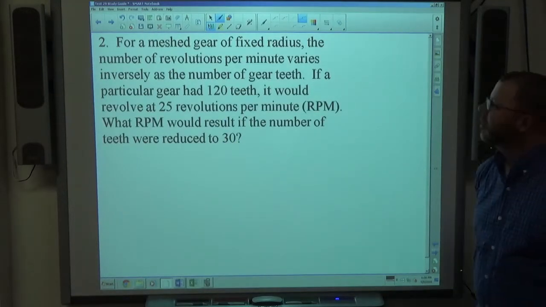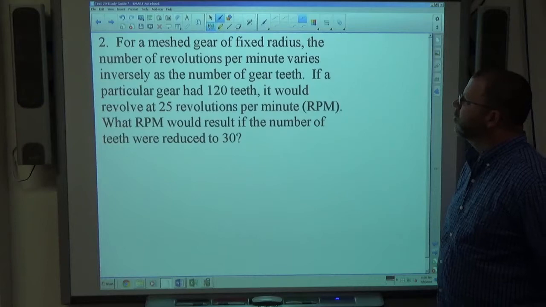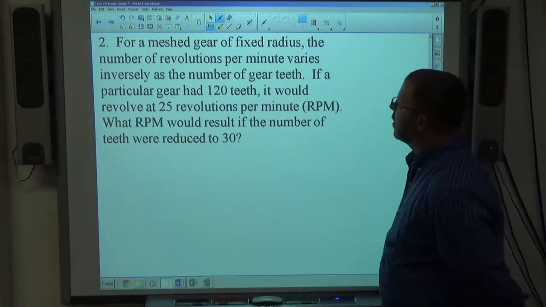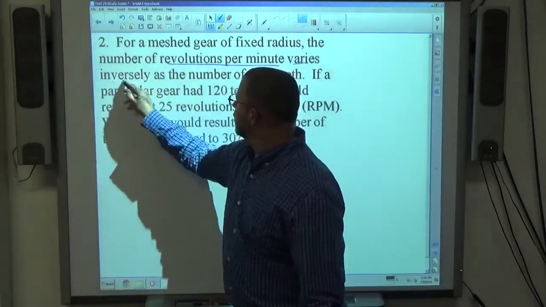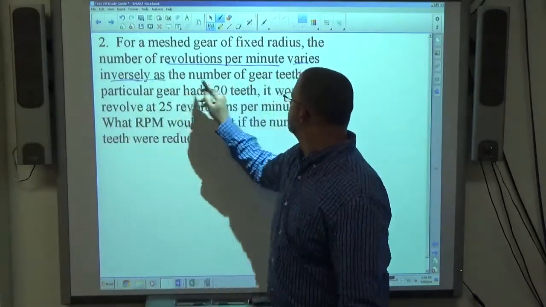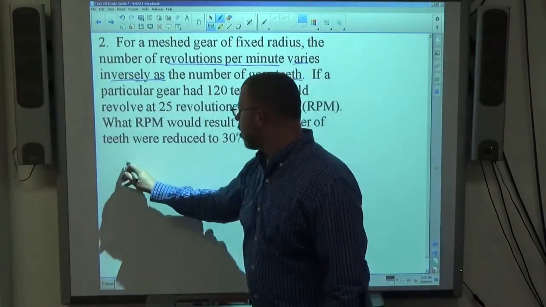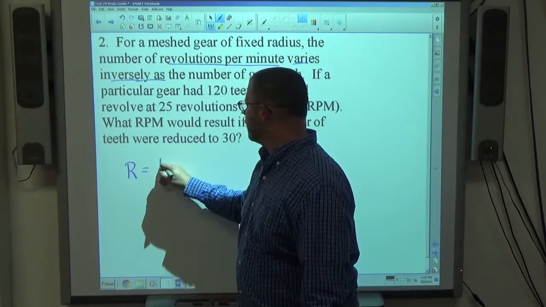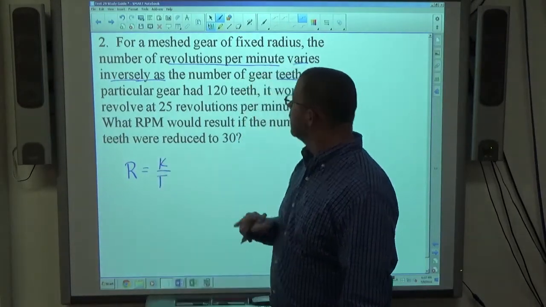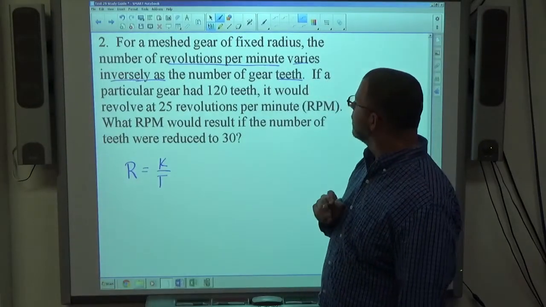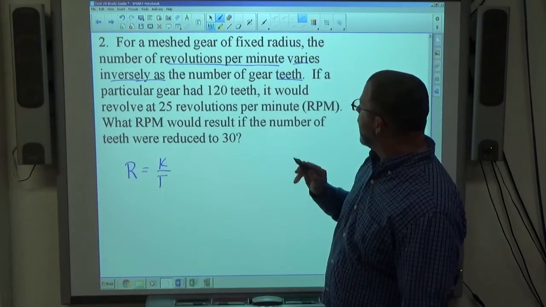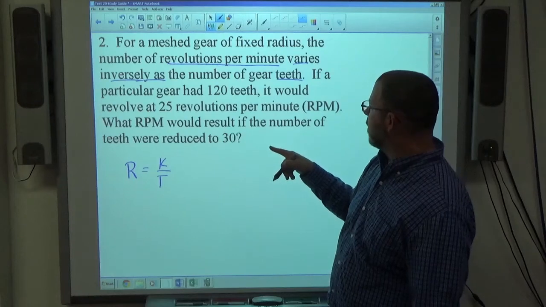Number two, for a meshed gear of fixed radius, the number of revolutions per minute varies inversely as the number of gear teeth. So revolutions per minute varies inversely as teeth. So I'm going to go with RPM equals K divided by teeth. Inversely means K divided by, directly would be K times. If a particular gear had 120 teeth, it would revolve at 25 revolutions per minute.